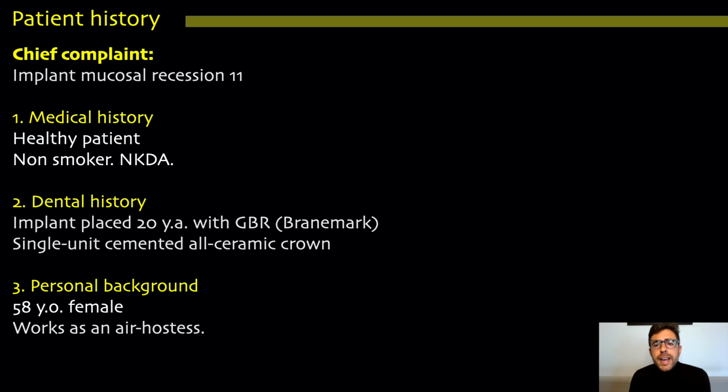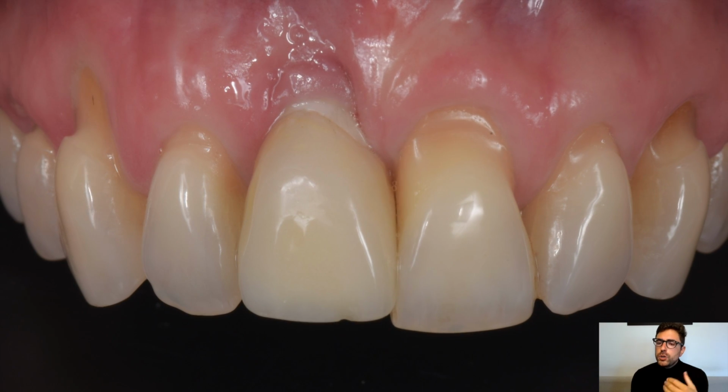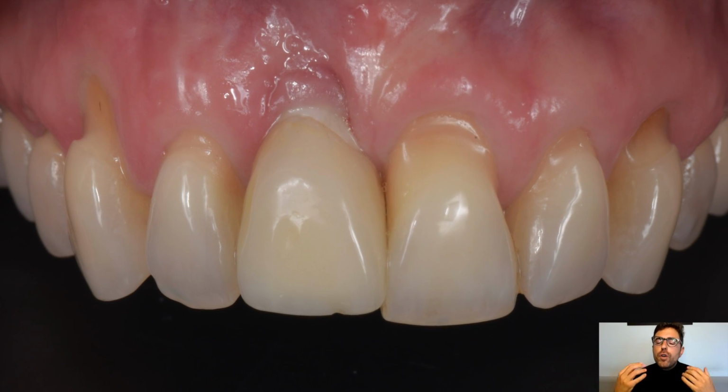Let's introduce our patient. She's a 58-year-old female. She works as an air hostess. She has recession on 1-1, healthy patient, non-smoker. The implant was placed 20 years ago with GBR. It's a Brånemark implant, which was restored with a single unit cemented restoration. Here you can see the recession. It's around 2 to 3 millimeters deep. You can see the zirconia abutment exposed and the deficiency of volume.